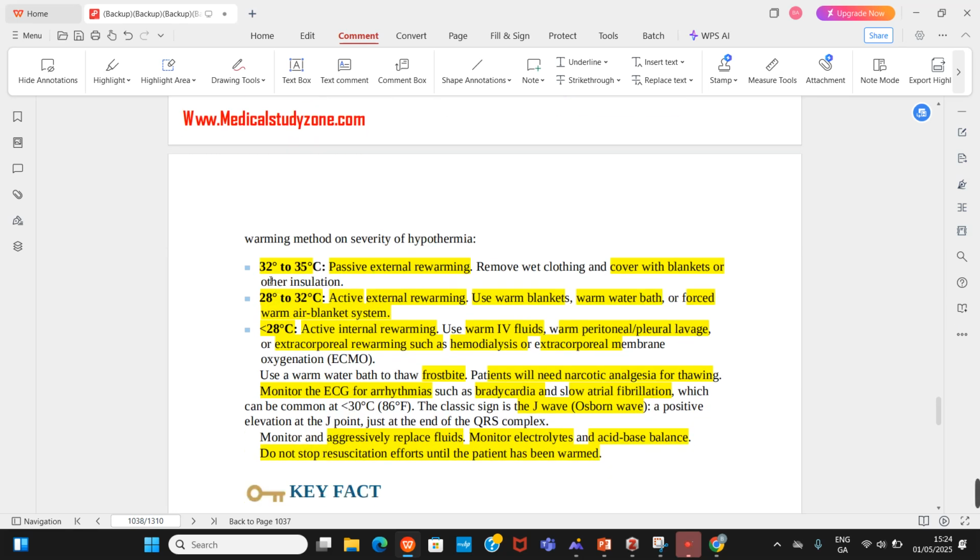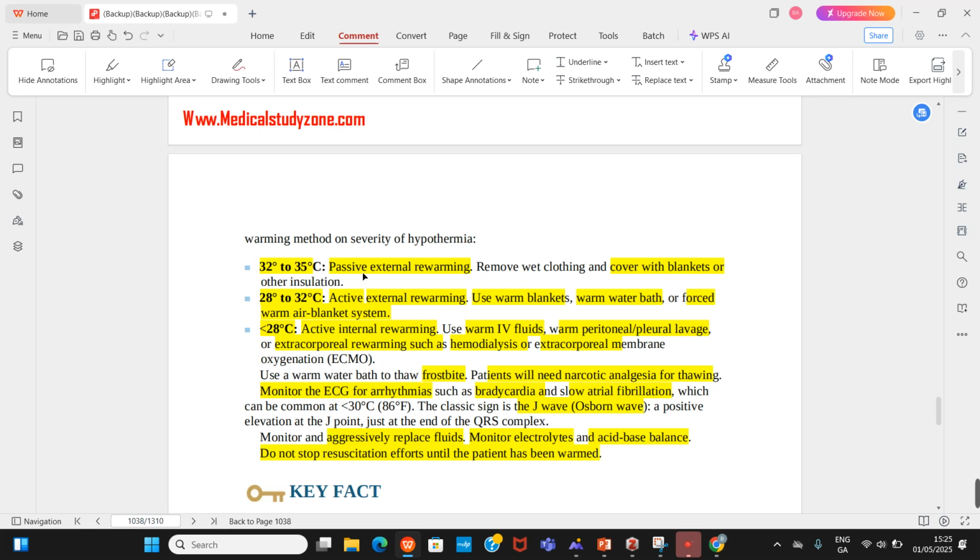If it's between 32 to 35, we know that this is mild. So what we do is passive external rewarming. If you look at the combination of the words, when you say passive, it means the heat being delivered to that body is not coming from you. You are not delivering it actively. Probably you are just covering the person with clothes. I'm not forcing heat into him, I'm just preventing further loss of heat from that body.